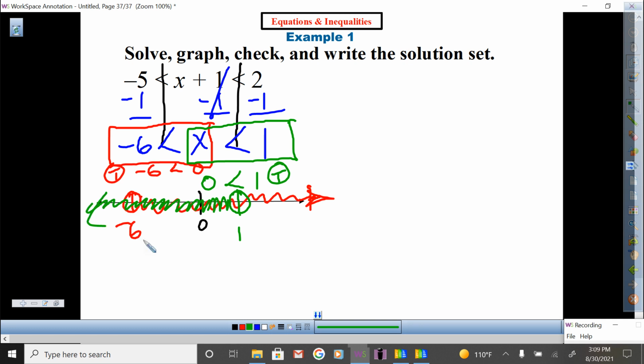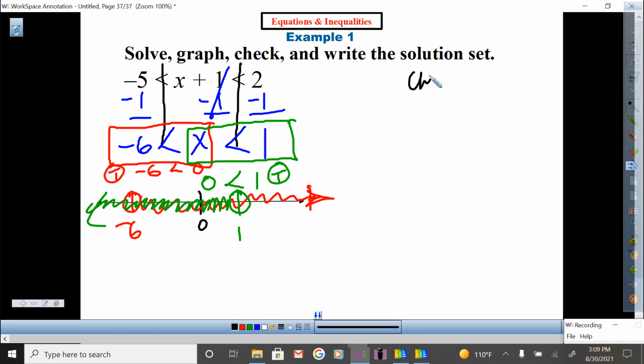And what do you guys notice now with these graphs? That now we have 2 graphs that are intersecting. You guys see that? So what does that tell us in regards to solutions? That the solutions are in between what? Negative 6 all the way to what? 1. So it could be any number in between.